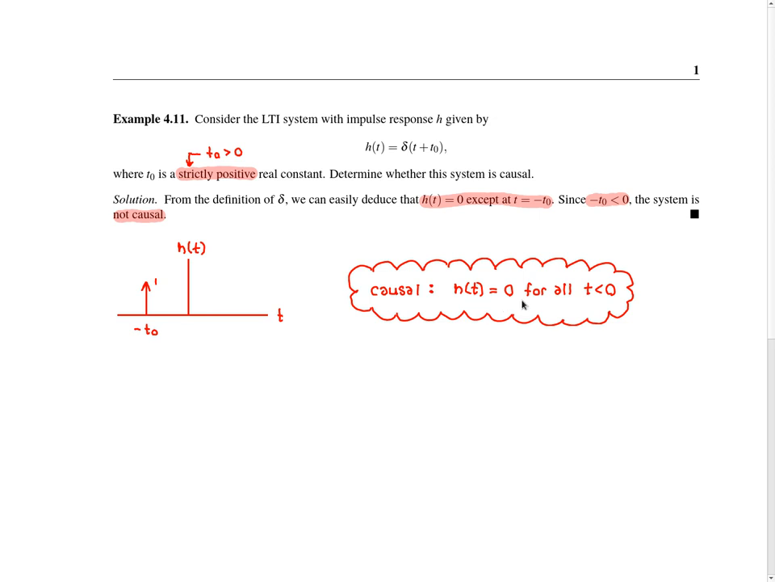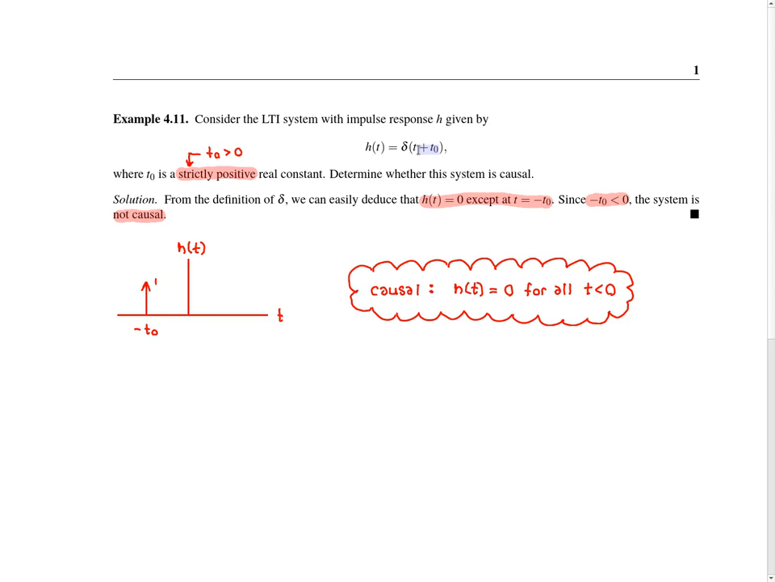h(t) is equal to 0 for all t less than 0. In other words, the function h needs to be a causal function. So if we go back up to the formula for h up here, what you'll see is we have a time-shifted delta function that's been translated. Because we have either a plus or minus a constant here that's being added to the t, this is going to correspond to a time shift. And in particular, it's going to be a shift by negative t0.